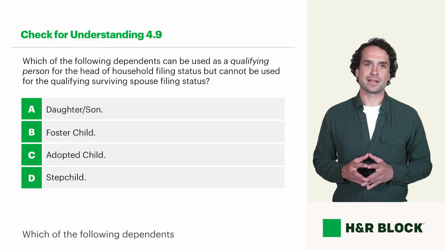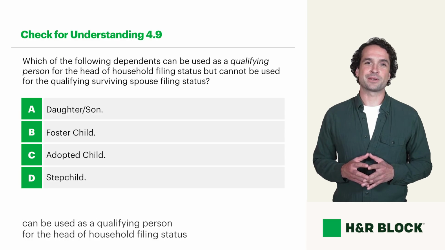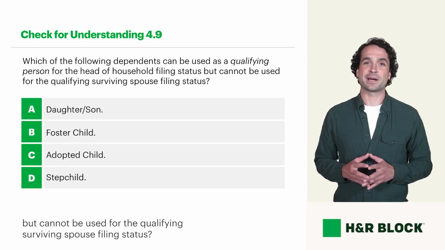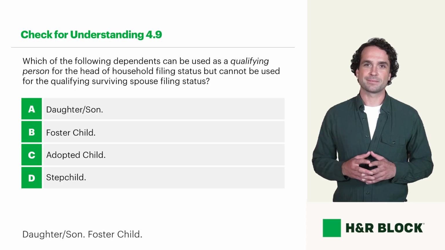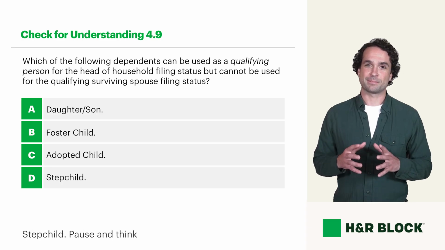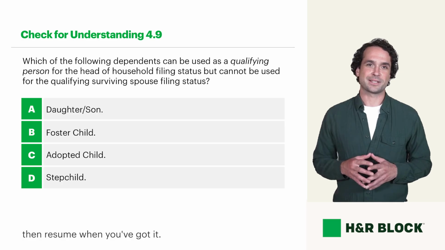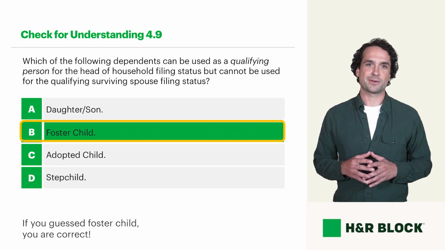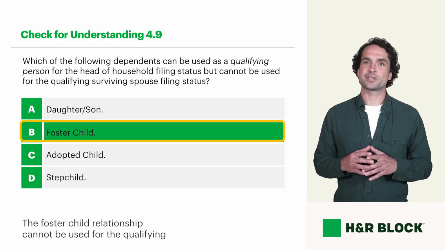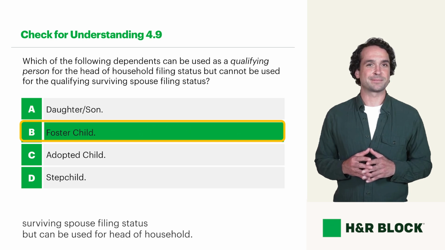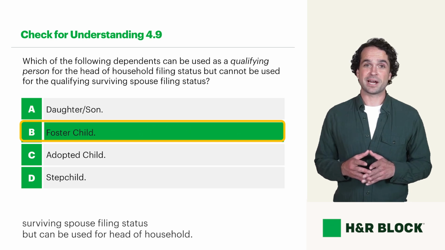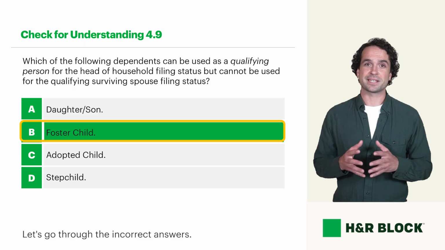Which of the following dependents can be used as a qualifying person for the head of household filing status, but cannot be used for the qualifying surviving spouse filing status? Daughter/son, foster child, adopted child, stepchild. Pause and think, then resume when you've got it. If you guessed foster child, you are correct. The foster child relationship cannot be used for the qualifying surviving spouse filing status, but can be used for head of household. Let's go through the incorrect answers.